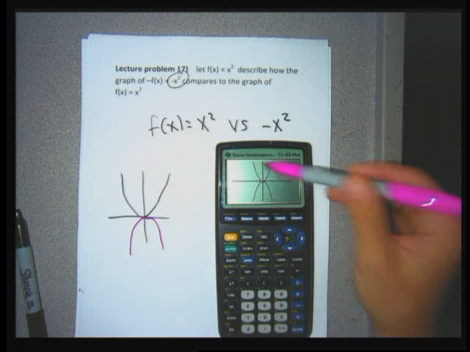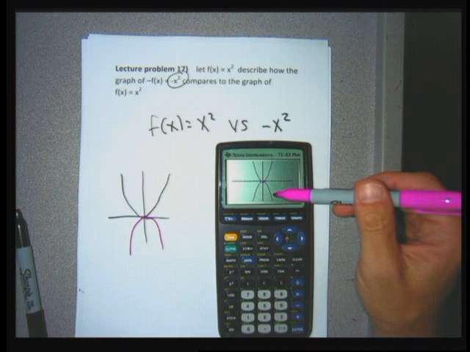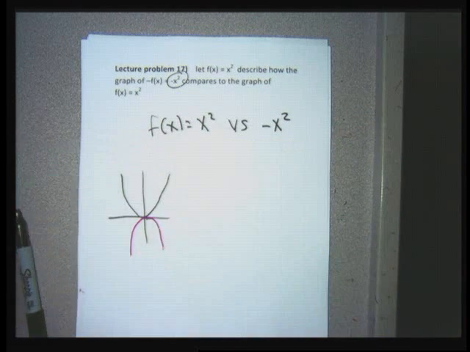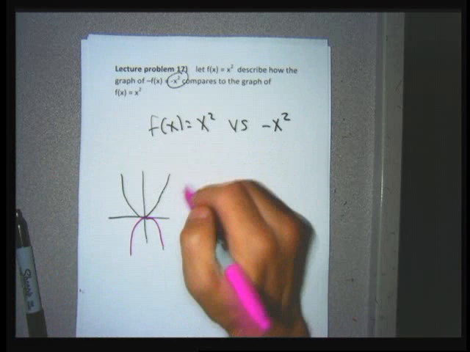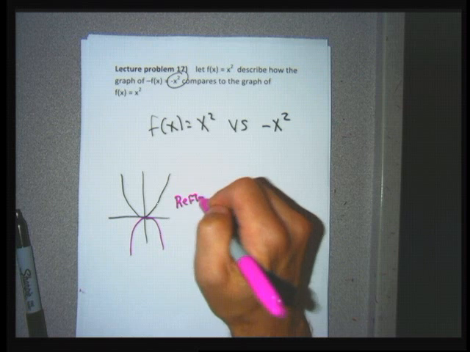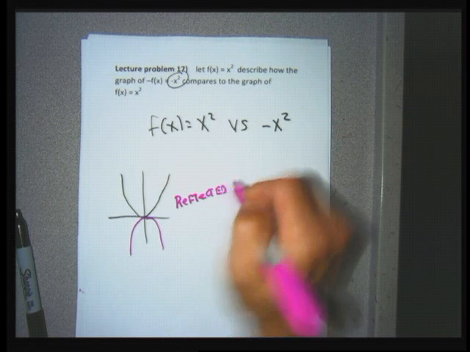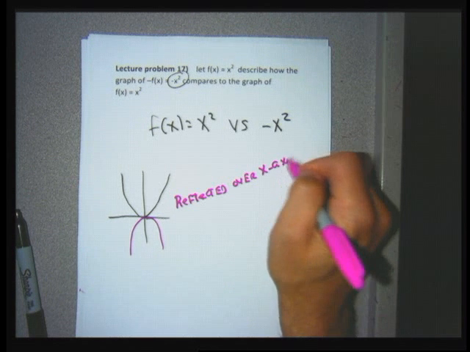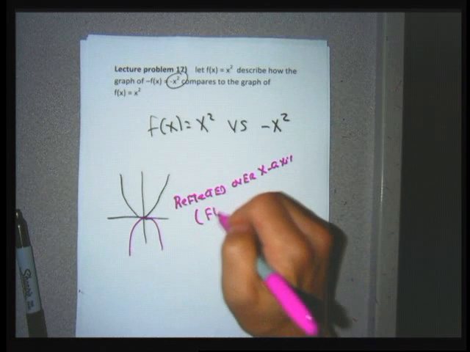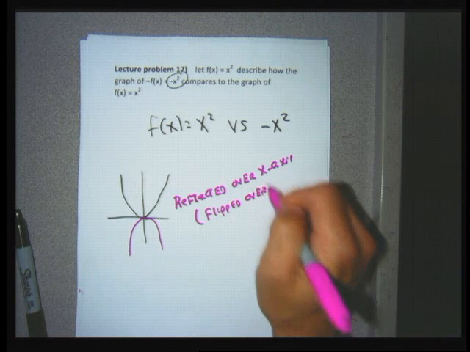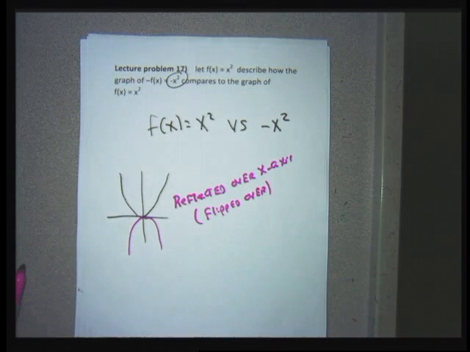And I see this is the same shape, but it's reflected over the x-axis. They're mirror images, and the x-axis is the mirror. These graphs are the same, but the new one is reflected or flipped over the x-axis. A lot of times I'm just going to say it's flipped over or turned over, which would be fine.